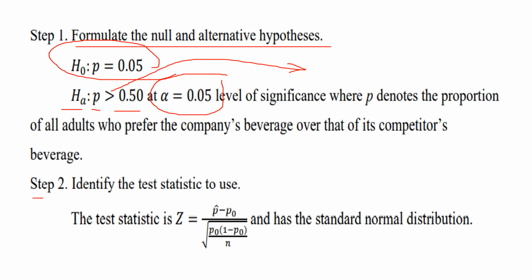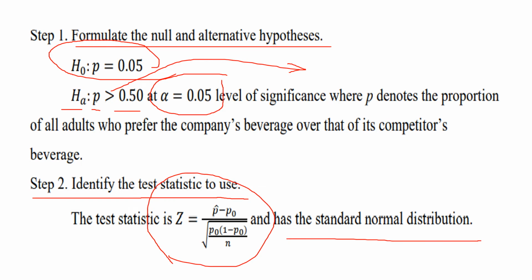So for step number 2, identify the test statistic to use. So we just simply use this Z value formula. And there's a given value of your p0, your p hat, no, based on the given values, we can compute for your p hat and your p0. Then we just simply substitute the computed values and the given values to the given formula and it has the standard normal distribution.